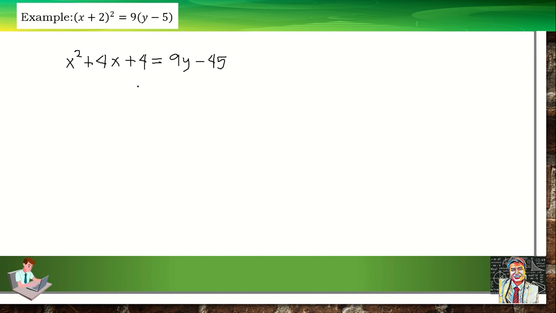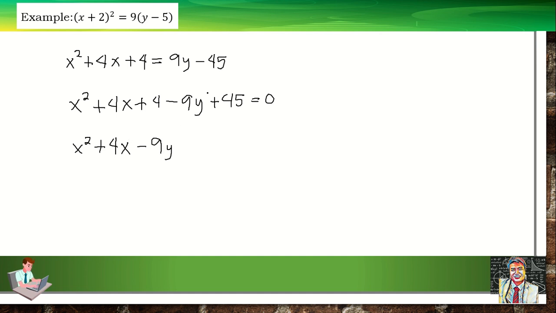Next, so move down natin lahat dun sa kabilang side. So this will become x squared plus 4x plus 4 minus 9y plus 45. I hope parehas tayo na nagiging sagot is equal to 0. So combine like terms lang natin. So this will become x squared plus 4x minus 9y plus 49 is equal to 0. Pinagsama natin itong 4 saka 45.